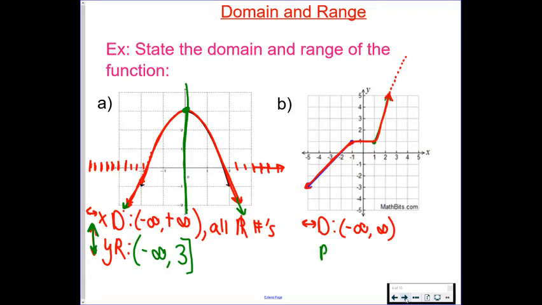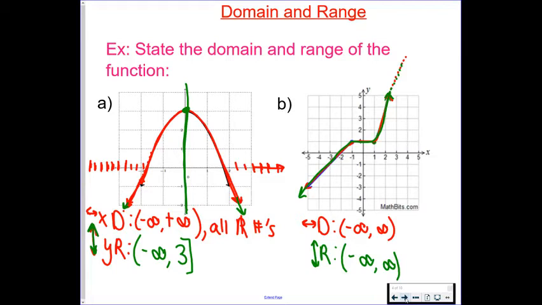Next one, let's do range. Range, we go from bottom to top. So how far low does my graph go? Goes all the way down to negative infinity. And then it comes all the way as I track it going back up. It keeps going on up to positive infinity. Okay, so that one has a domain and range that are the same, which can happen sometimes. It won't always happen, as we saw with the first example.